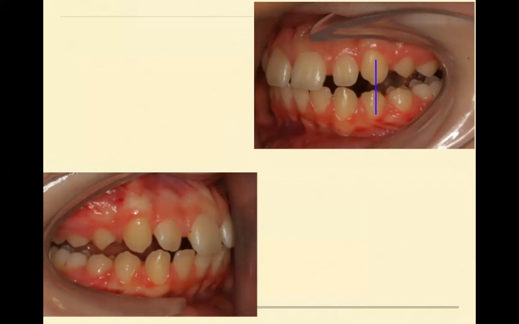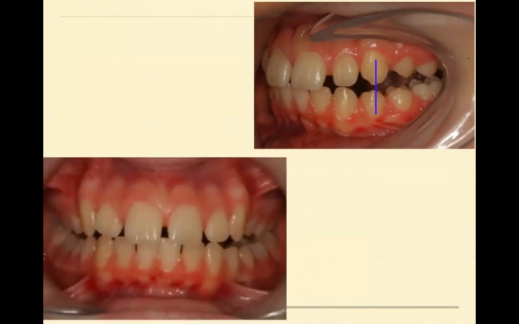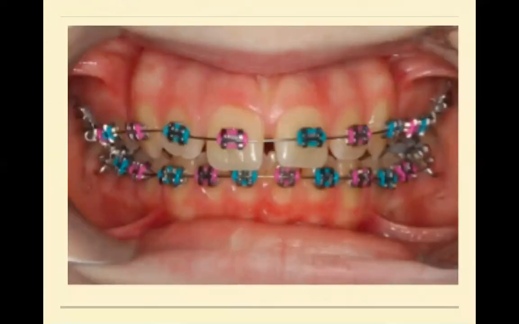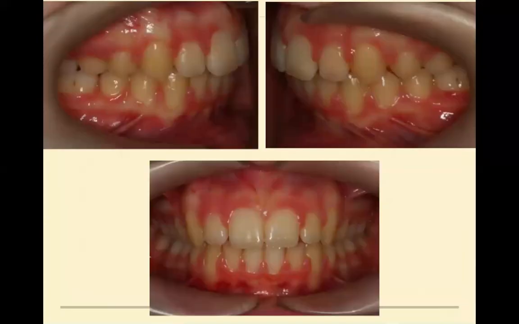And this is kind of the hard part of treatment. She still has a midline shift, and then it required the second stage of treatment. As we mentioned, in functional appliance treatment, most patients need the functional appliance to reduce the overjet and overbite, and then we need the fixed appliance treatment for them to finalize the treatment. And this is how she finished.